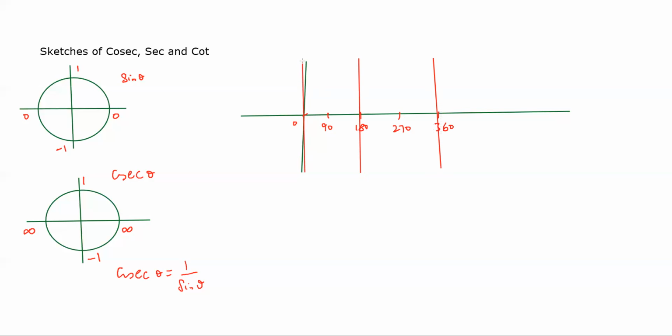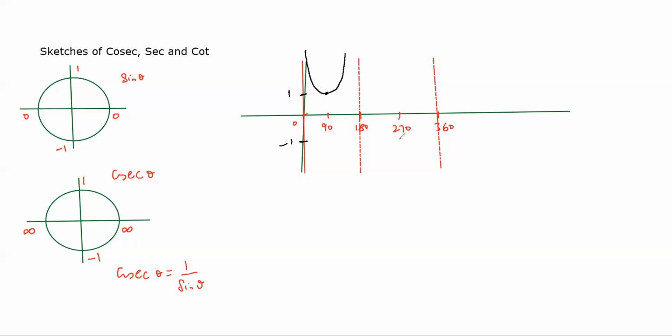Why are my lines not straight? Okay, these are the asymptotes here. Here your graph is approaching infinity. So we have 1 here and we have minus 1 here. At 90, this is going to be 1. So here it is coming from infinity, going down and then going up again.